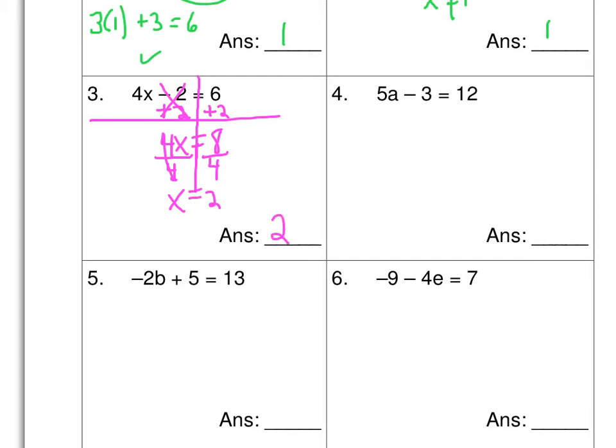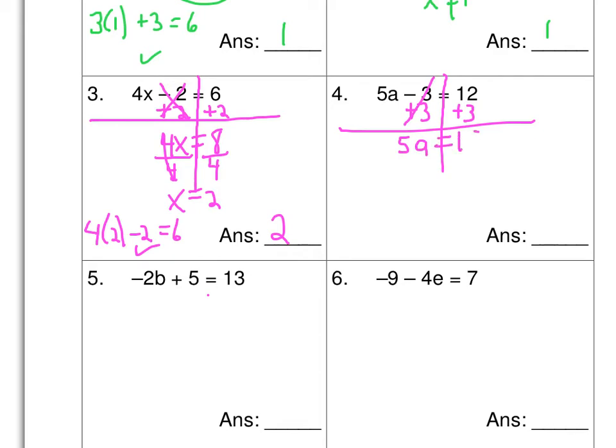And again, you can check it by doing 4 times 2 minus 2. Does that give me 6? And yes, it does. All right, here's another subtraction one. So write this problem down, draw a line. The opposite of subtracting 3, add 3 to both sides, draw a line. Then I get 5a equals 15. Then divide by 5 here. So I get a equals 3.